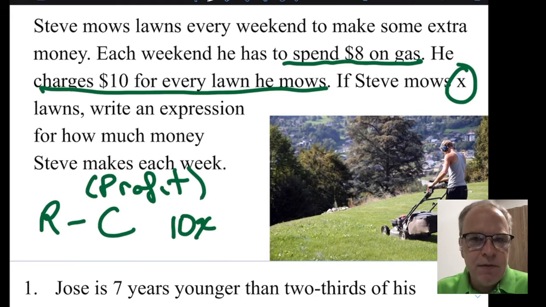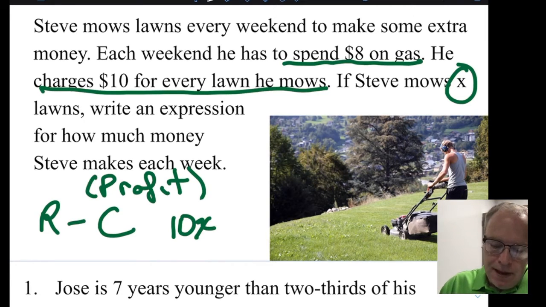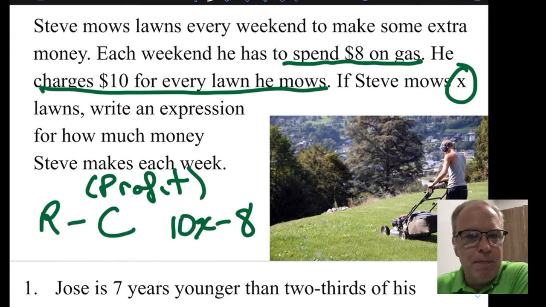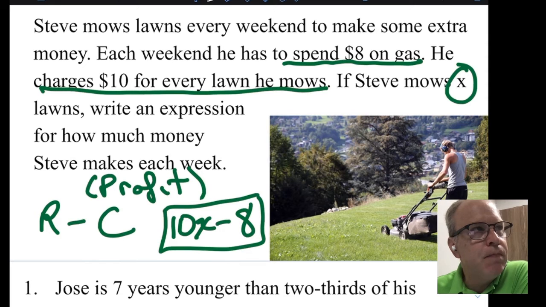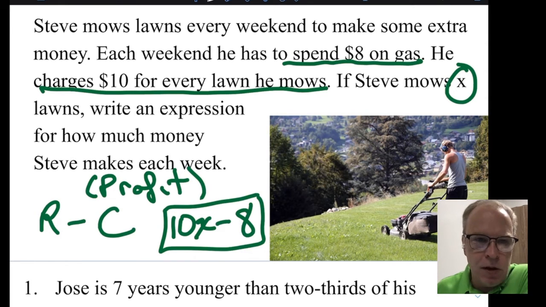Now, he does have to fork over $8 in cash each week to pay for gas. So that comes off the top. That is a cost. So 10x minus 8 would be the answer here. That's called an algebraic expression based on however many lawns he happens to mow.